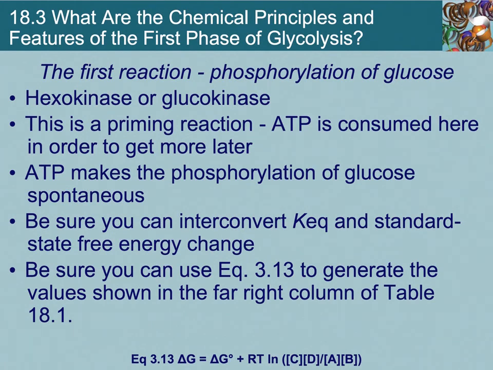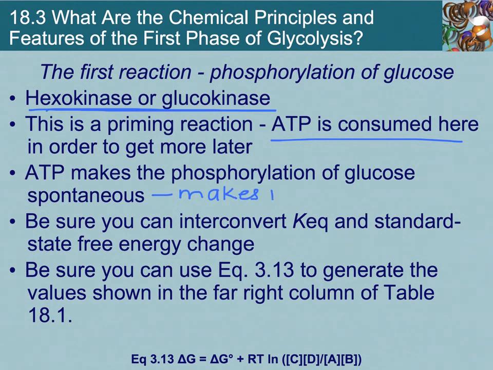The first reaction in glycolysis is the phosphorylation of glucose. This is accomplished by a hexokinase or a glucokinase. This is a priming reaction. ATP is consumed here so we can get more later. This is going to make the reaction favorable when you hydrolyze ATP. You're going to need to be able to interconvert between KEQ and the free energy, and I'll write that equation on the next slide.